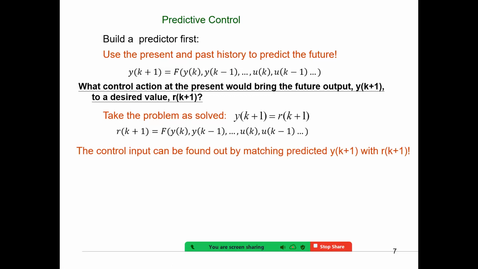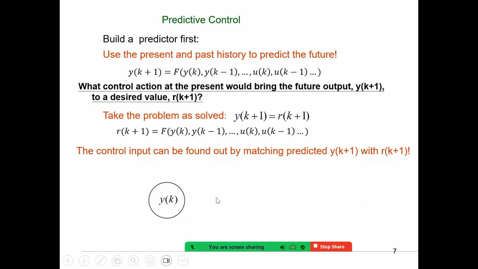But for a nonlinear system, it may not be straightforward, because once you have this equation, you don't know whether the solution exists or not. That is one problem. The other problem is that because it's a nonlinear equation, if there are solutions, there may be multiple solutions. And then you will face a problem: which input do you want to use? But for a linear system, we don't face those problems because this linear equation is very easy to solve.